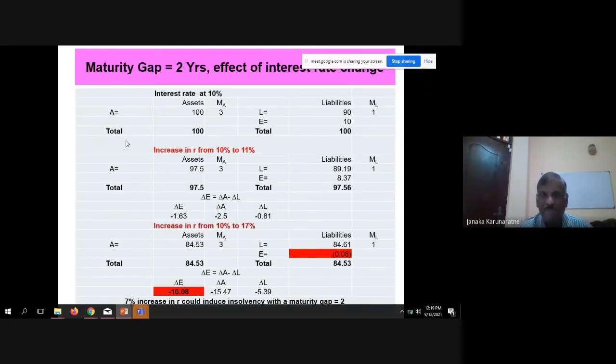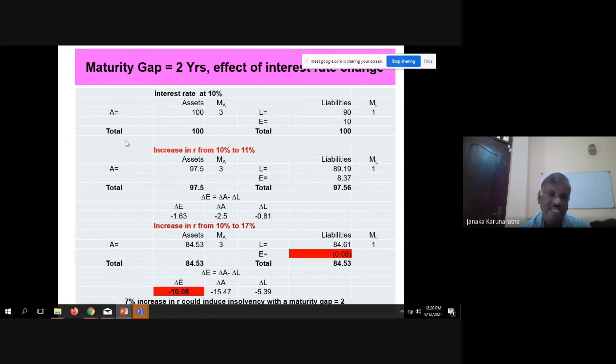Even if your bank has a smaller gap, but the increase in interest rate is significant, it could wipe off your capital, especially when you have a rising interest rate with a positive maturity gap. Even if the interest rate change is small, if you have a larger maturity gap, the same thing can happen. It could wipe off your capital.